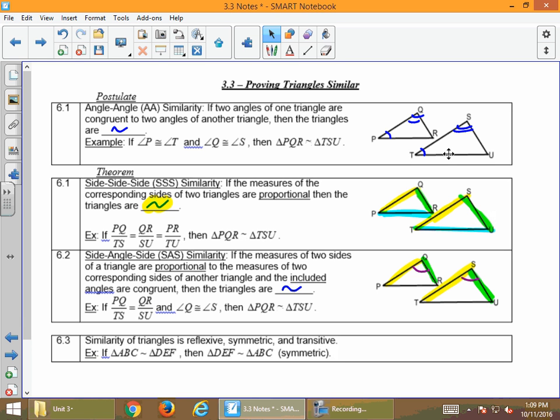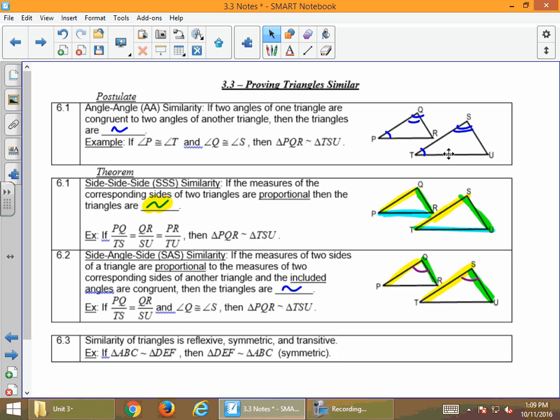Similarity of triangles is reflexive, symmetric, and transitive. Meaning, if triangle ABC is similar to triangle DEF, we're allowed to flip that using the symmetric property. So triangle DEF is similar to triangle ABC. Those properties apply to similar triangles. Questions?